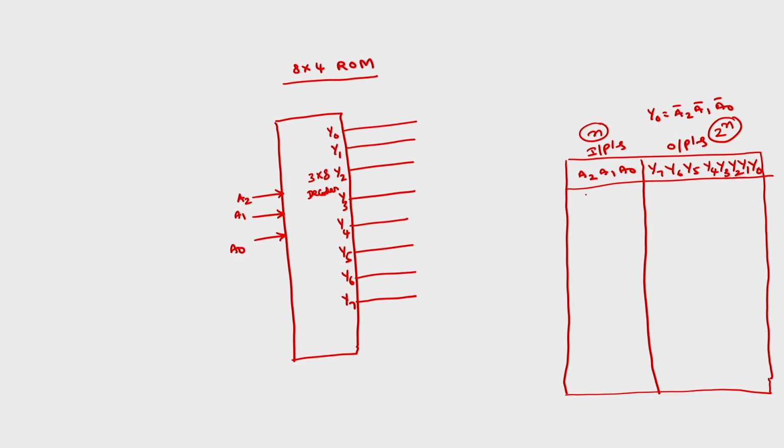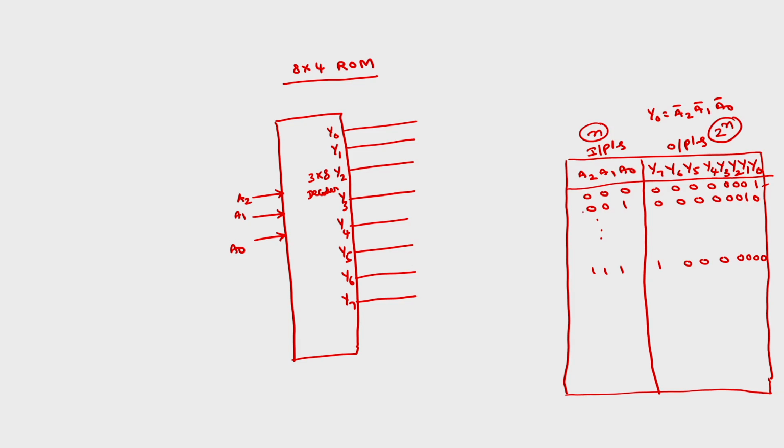Okay. Here for 0, 0, 0, only Y0 will be selected. For 0, 0, 1, only Y1 is selected. Similarly, for 1, 1, 1, only Y7 is selected. So if I want to write the Boolean expression for this one, if I take this Y0 column, Y0 is 1 here, so only one min term is there. So the relation is Y0 is equal to A2 bar, A1 bar, A0 bar.